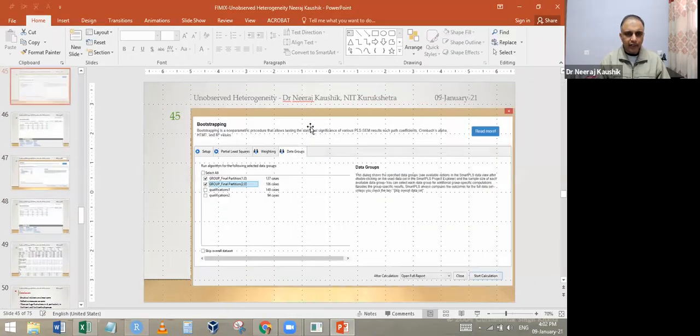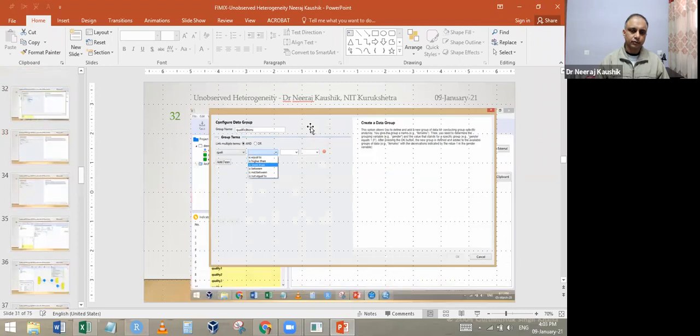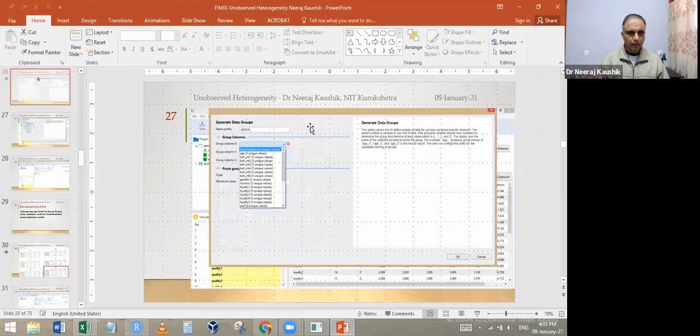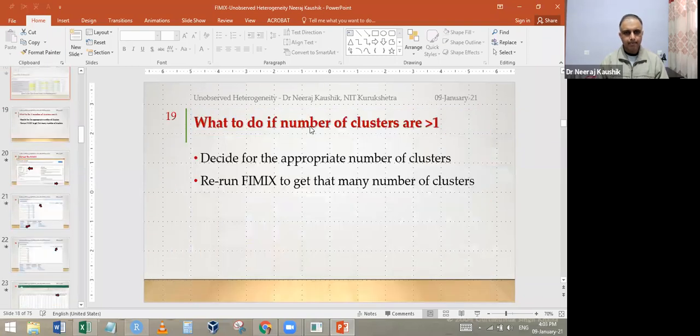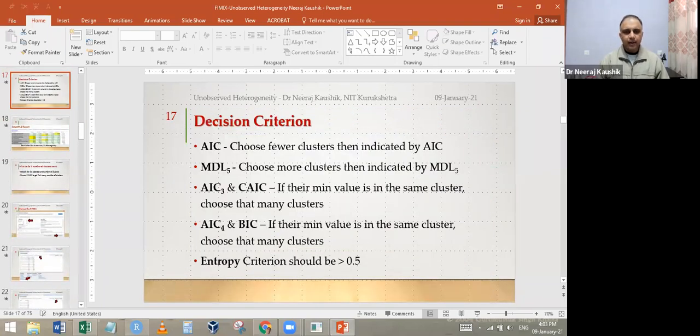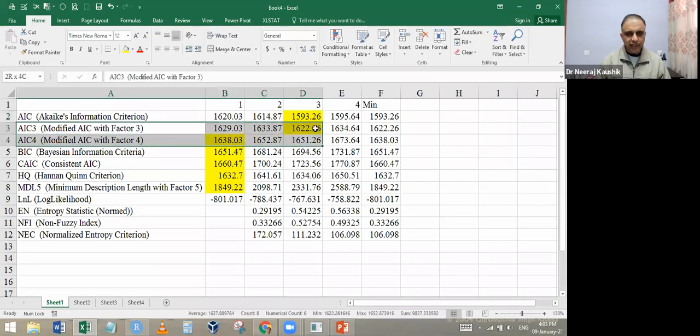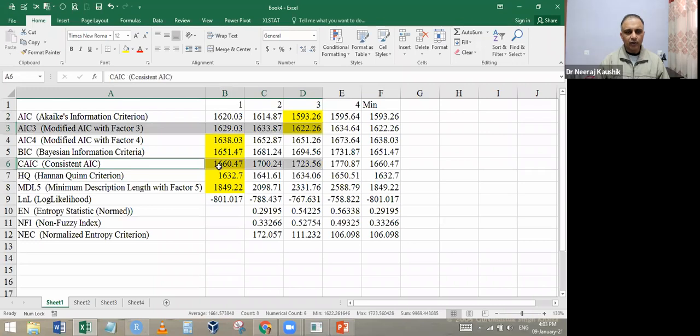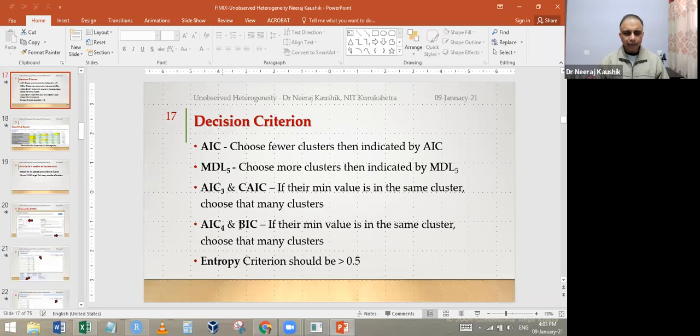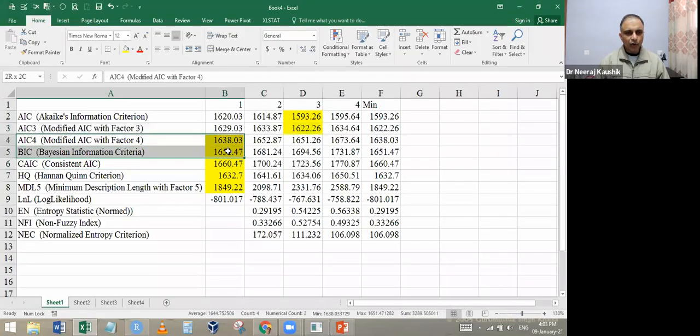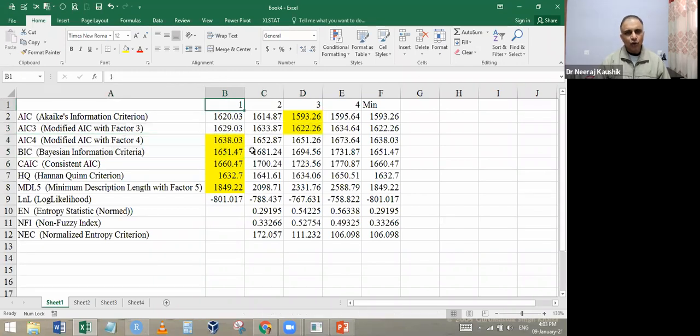The rules I have written here. Okay, go and show back. The rule says, if the minimum value of AIC3 and CAIC is in the same cluster, check it out. AIC3, it says 3, and CAIC, it says 1. Doesn't match. Okay, can't conclude anything. No problem. Go ahead. AIC4 and BIC, they are in the same cluster. Yes. So 1. 1 means there is only one segment. There are not many segments in my data. I'm relieved. I can go ahead with the data analysis.